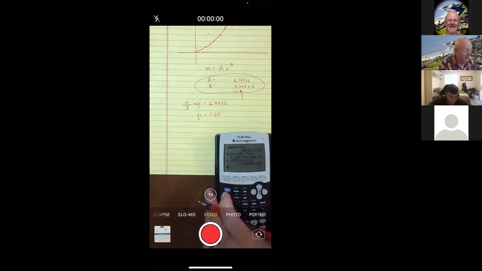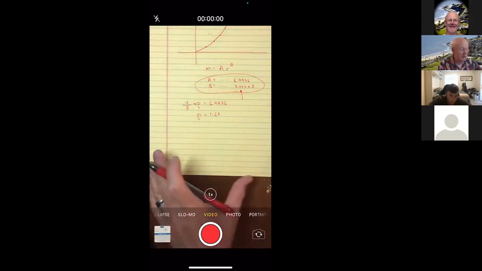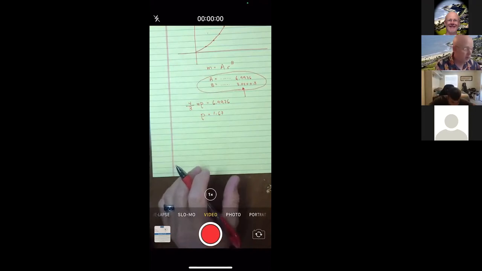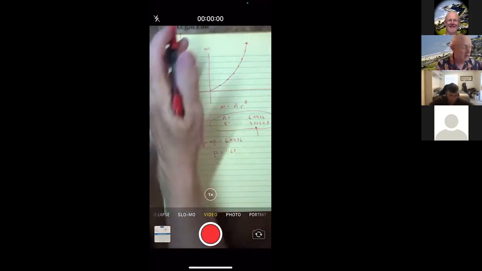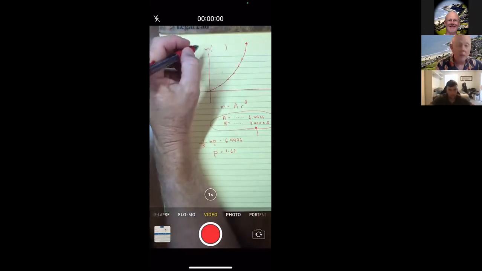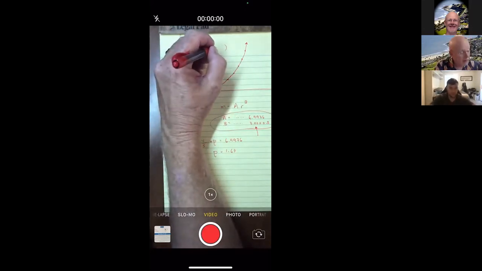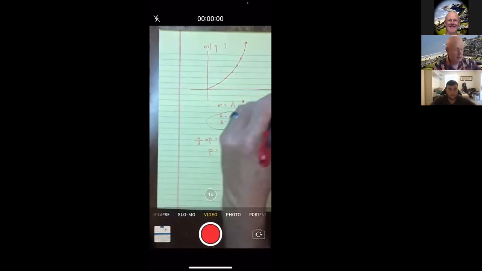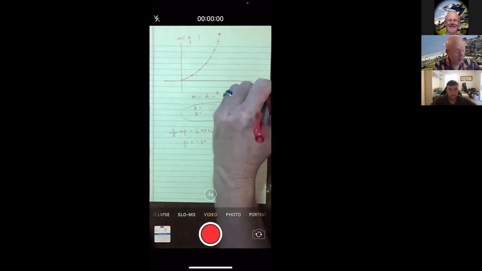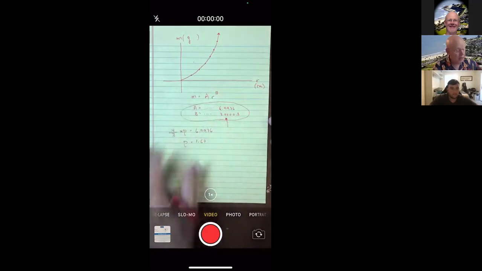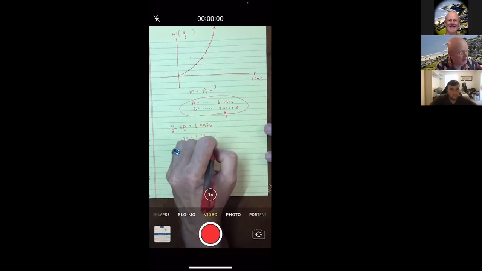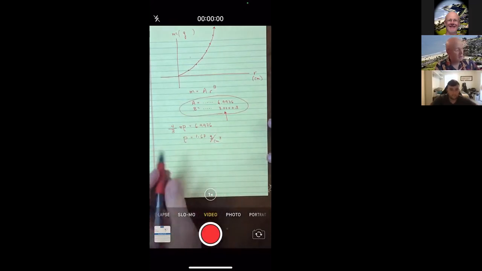Now, unit-wise, I guess I have not asked you what you plotted. What units did you plot mass in? Mass was grams, I believe. Grams? And then I believe it was in centimeters. Okay, and then centimeters. So your density would be grams per cubic centimeter.